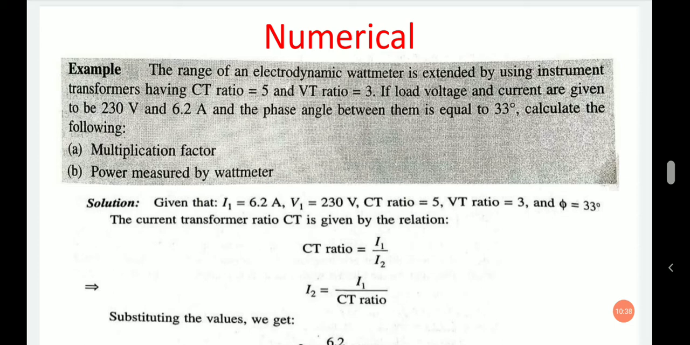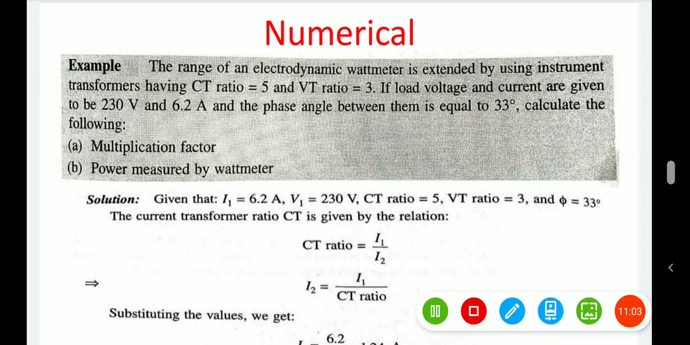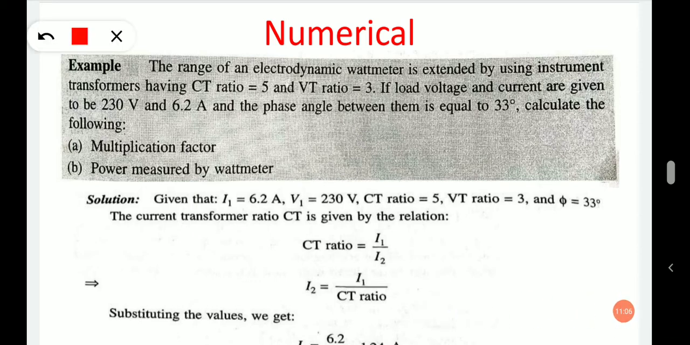Okay, so in this numerical, CT ratio and VT ratio is given, and we have to calculate multiplication factor as well as power measured by the wattmeter. Okay, so here given values are written, that is I1 is 6.2 ampere and V1 is given, that is 230 volt.